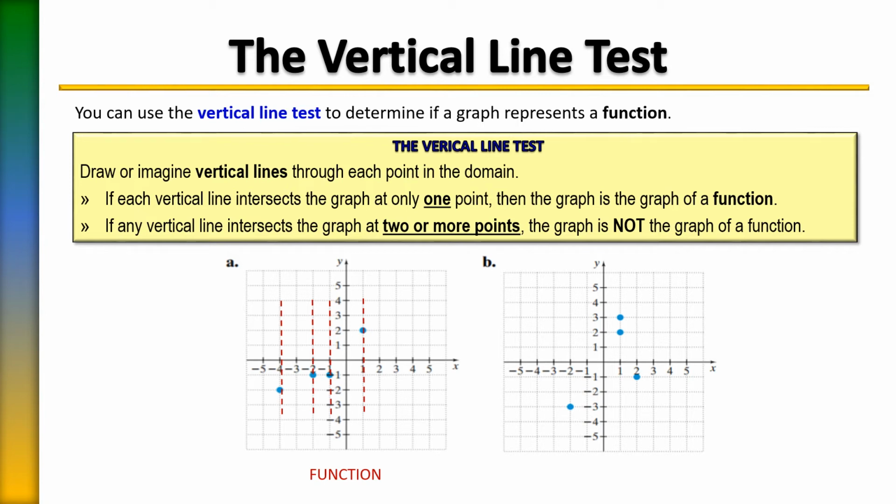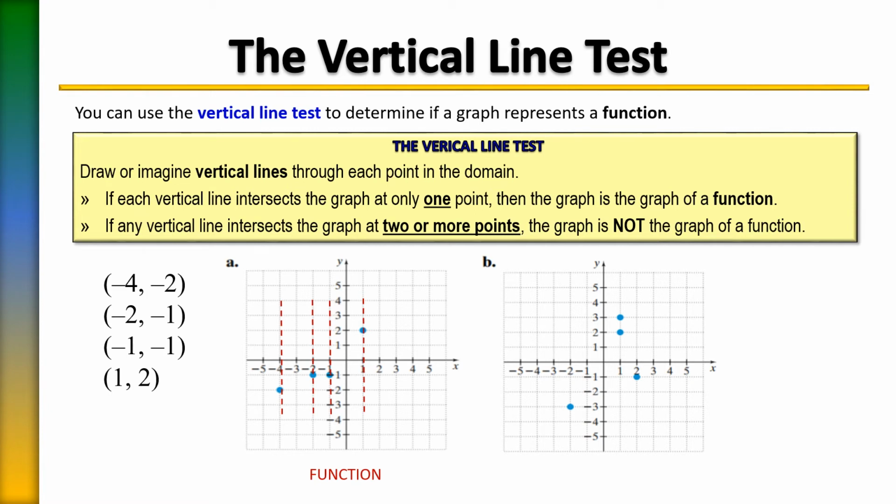So let's draw our vertical lines through each point here. And by the way, for the first one, if we were to write the ordered pairs of where those are located, for example, over 4 down 2, the other one is located at over -2 and down 1, over -1 and down 1, and the other one is over 1 and up 2. Notice here with the ordered pairs, if you look at your x values, they are all different and unique. None repeat themselves, so therefore this is the graph of a function.